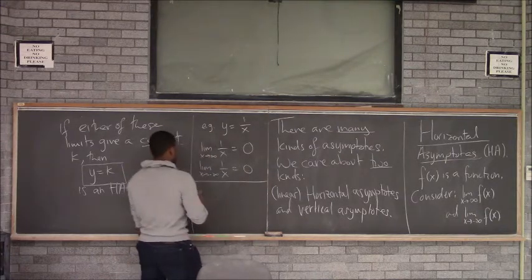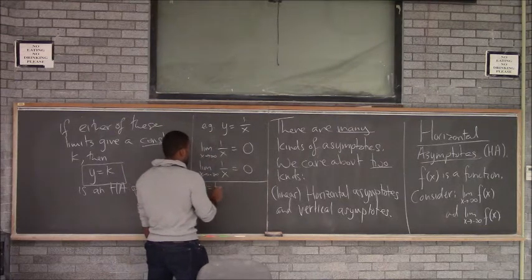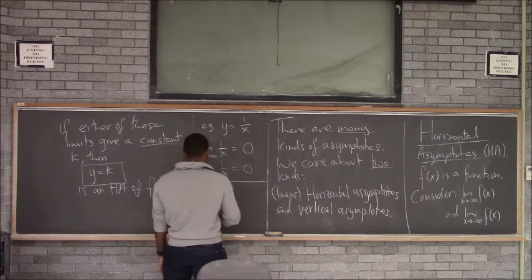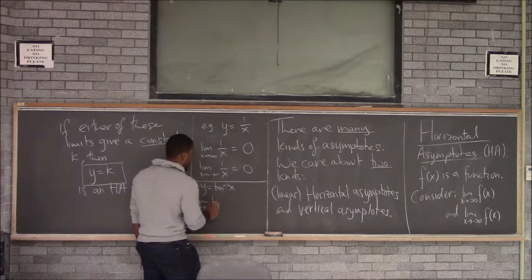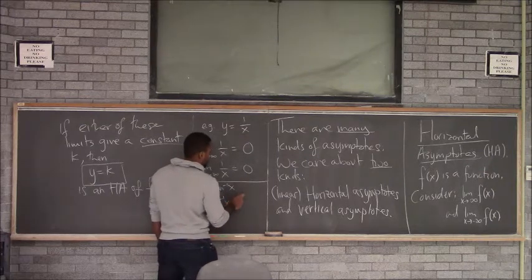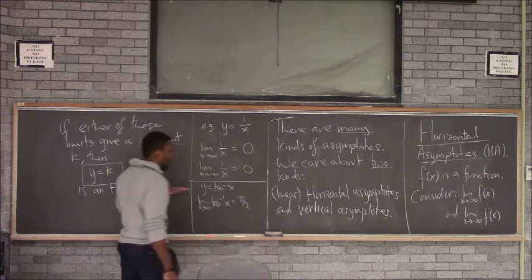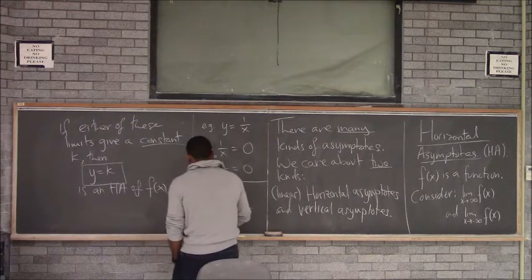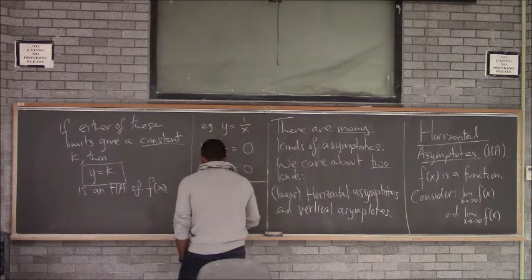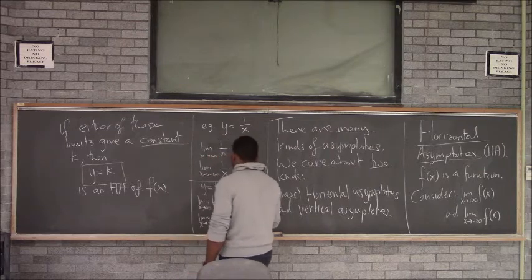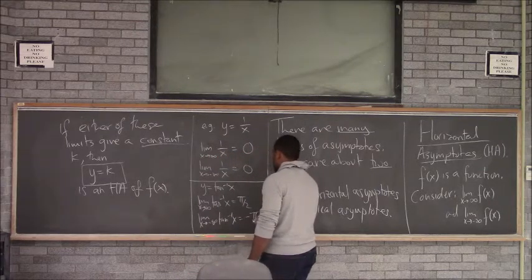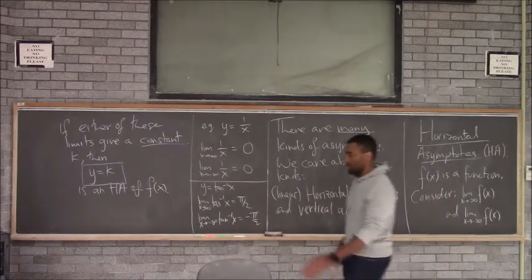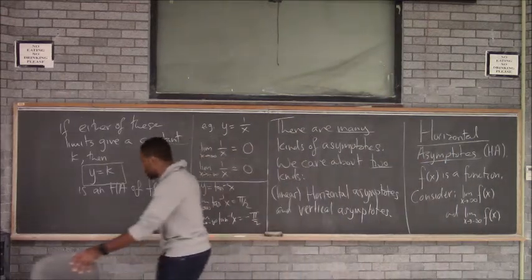Now look at y equals tan inverse. You take the limit as x approaches infinity of tan inverse, and the answer is pi over 2. Therefore, y equals pi over 2 is going to be a horizontal asymptote. If you take a look at the limit as x approaches negative infinity of tan inverse, the answer is minus pi over 2, which means y equals minus pi over 2 is going to be the equation of another horizontal asymptote. So you take these into the limits.